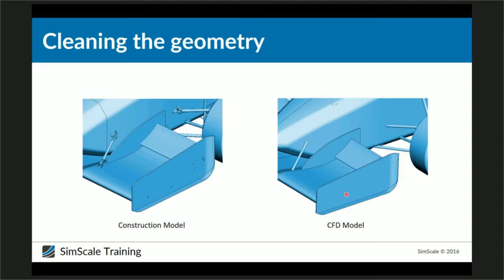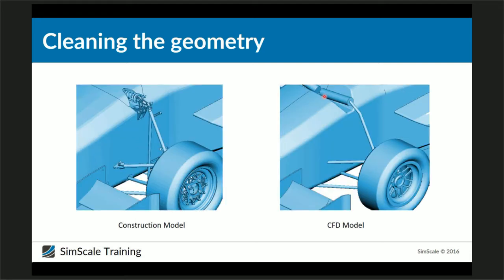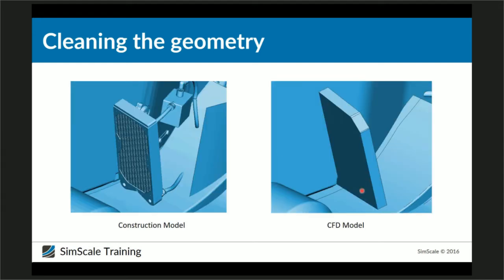The same here. The spring was replaced by a bluff body, a cylinder, and here the connections were removed. The radiator, for example, was replaced by such a body and will be represented by a porous zone, which is more efficient than resolving all the small parts of the radiator. And here you can see some other major simplifications.